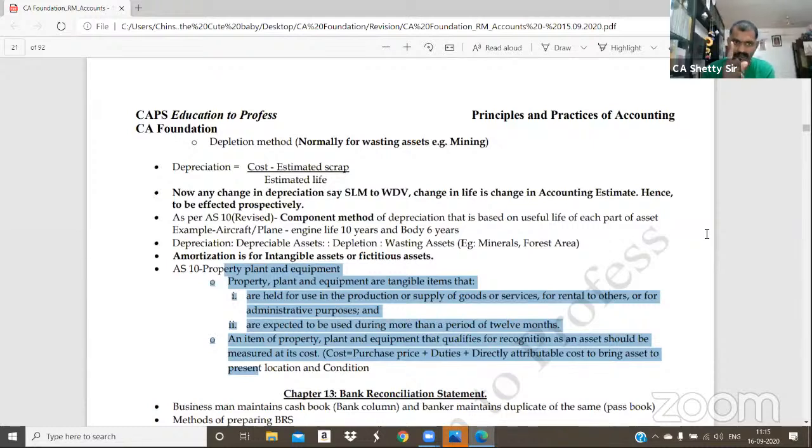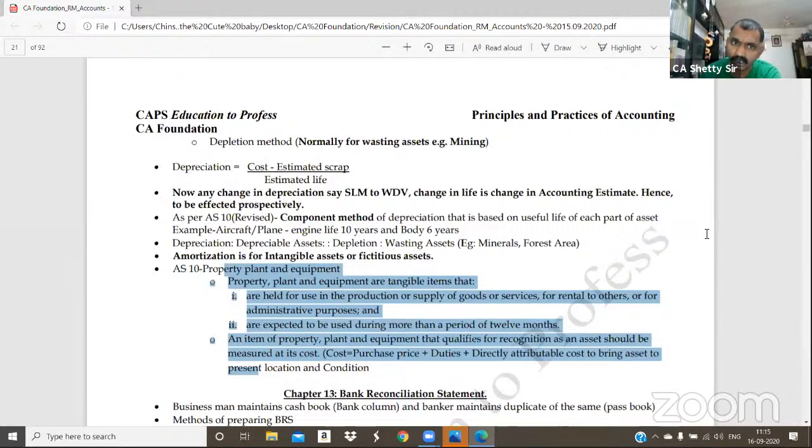This is an important note. What did I say, my dear friend? Initially, the cost was 100, scrap 10. So 100 minus 10, 90, divided by 10 years is equal to 9 lakh per annum. After 6 years, you realize that this asset is going to be there for the next 8 years. So find out the WDV at the end of the 6th year: 100 lakh minus depreciation of 9 lakh every year, 9 into 6, 54, is equal to 46 lakh.